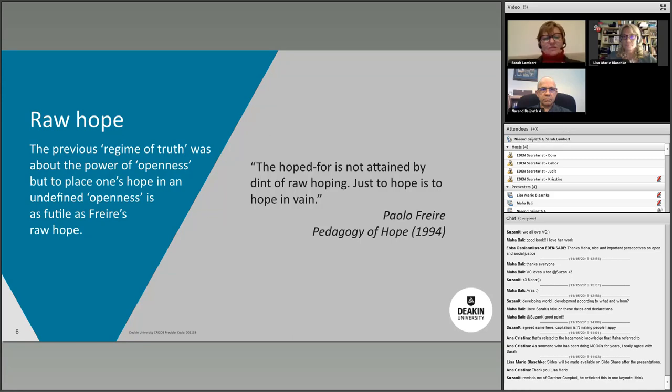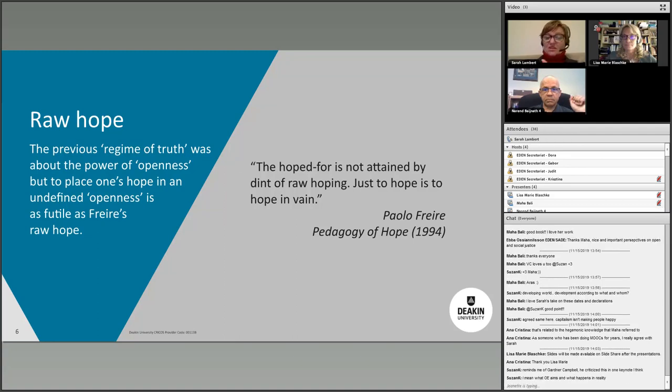I think this notion of hope, of hoping for things. There was a kind of aspirational regime of truth, to use Penny Jane Burke's term, the stories we tell ourselves about that power of openness. But to place one's hope in an undefined openness is, I've reflected, futile, as what Freire talks about as raw hope. And that, he says, is the hoped for, is not attained by dint of raw hoping. Just to hope is to hope in vain. And what we have to do is act intentionally.